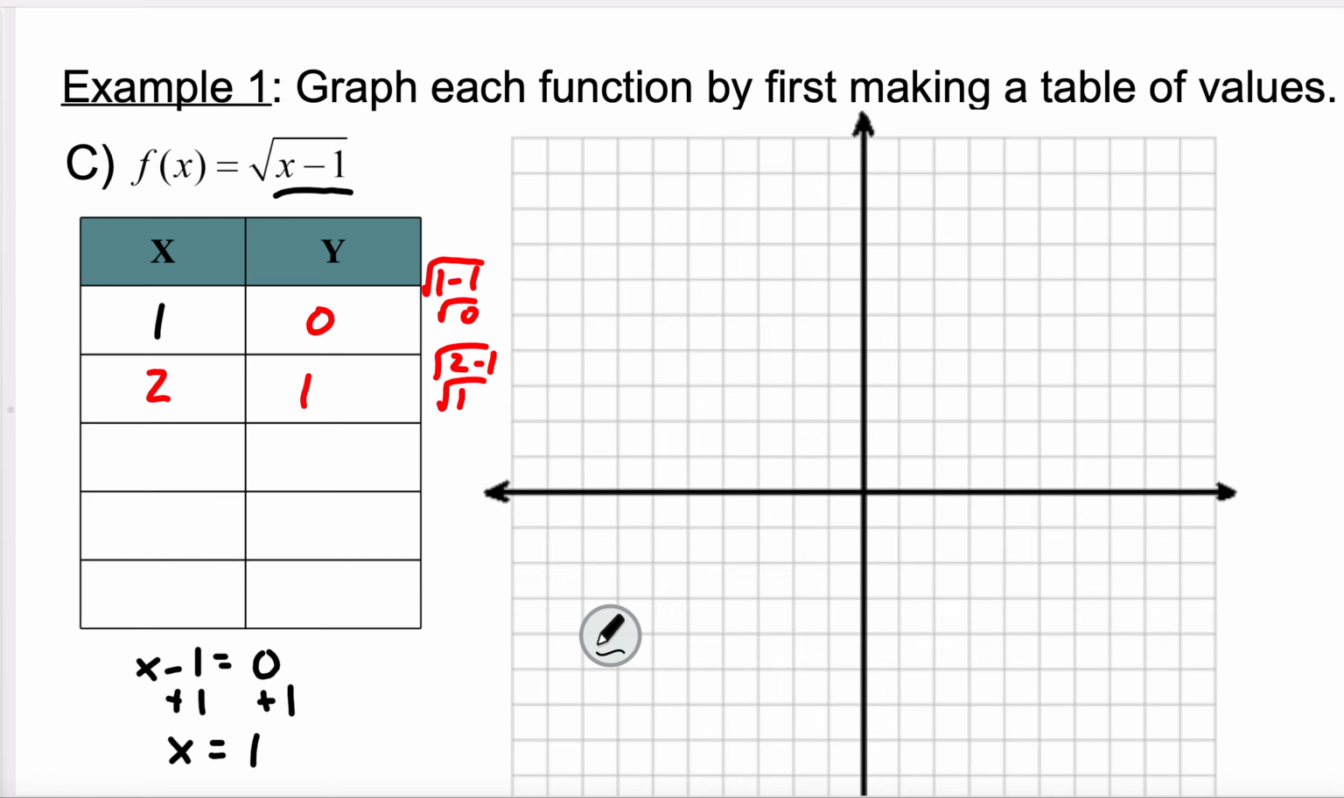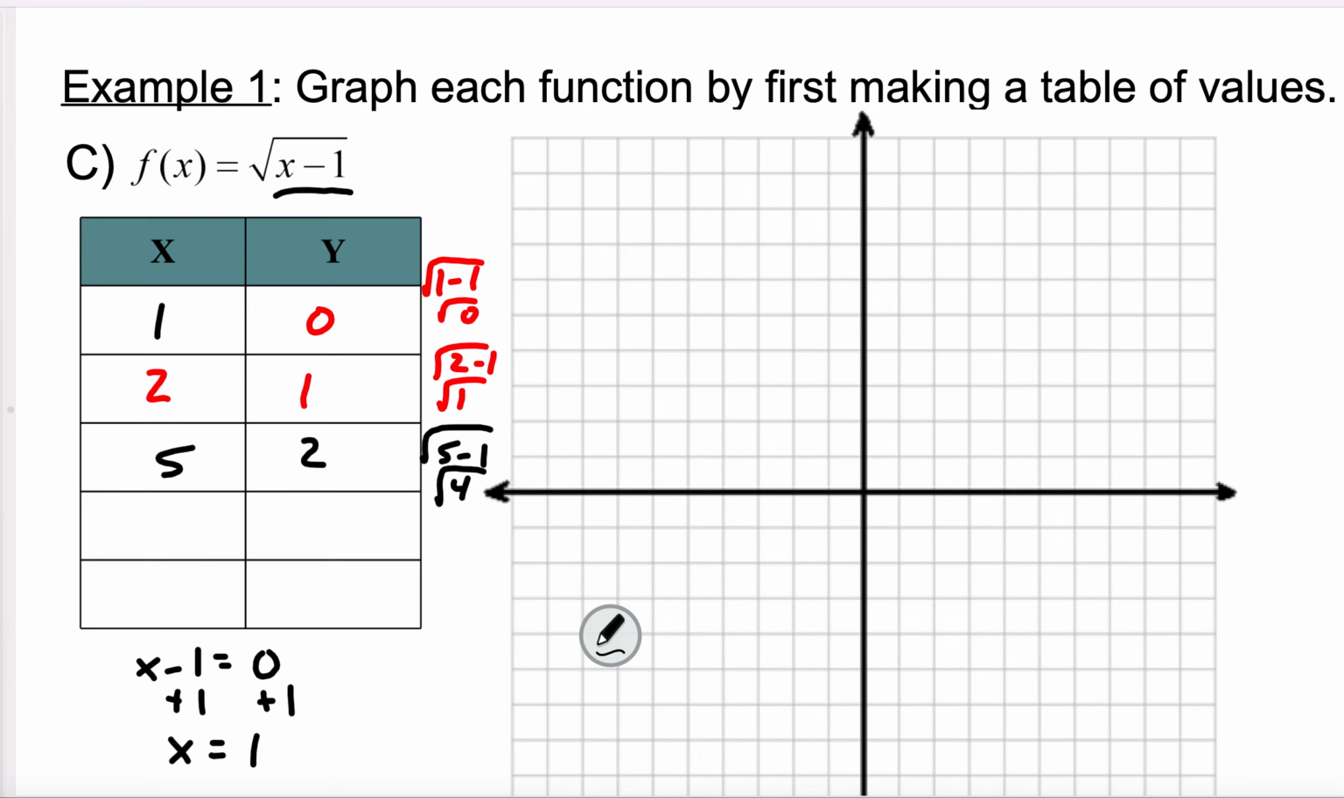So for instance, 3 minus 1 is 2. I can't find a nice square root of 2, so I'm going to pick 4. 4 minus 1, nope, that's 3. I can't take the square root of 3 and get a nice value. What about 5? 5 minus 1 is 4, and I could find the square root of 4. That would be 2. So those are just nice integer values that I'm getting out there for y.